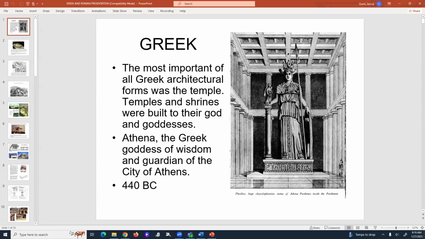So for the Greeks, most important of all Greek architecture were the temples and shrines that were built for their gods and goddesses. I think this is the Athena, and I think she's like 60 feet tall, really high. Somebody look that up. How tall was she? You guys have computers, or you have phones. How tall was the Athena statue? I think it was 60 feet, right?